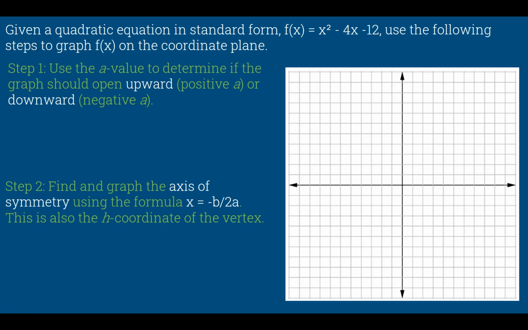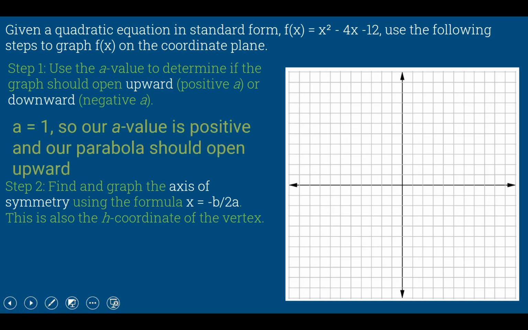All right, step 1 is asking me about what the a value is. What is my a value? 1. We just said it was 1. Is that a positive or a negative number? Positive. So that tells me what about my parabola? It's going to smile. It's going to open up. Because a was positive 1, it's going to open upwards. So step 1: what is a equal to, and does that mean it's going to be positive or negative? Will it open up or will it open down?